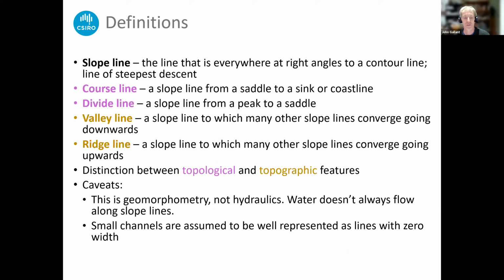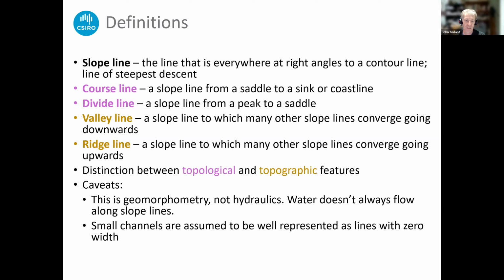So it's useful to have a few definitions about terms to keep things clear. A slope line is just any line that follows the steepest descent at right angles to a contour line. There are some special lines in the landscape. I use the words course lines and divide lines to denote the lines going down from a saddle, the course lines, and up from a saddle to a peak, which are the divide lines. And then there are also valley lines and ridge lines, which seem similar. A valley line is a slope line to which many other slope lines converge going downwards, into a channel. And a ridge line is the same thing going upwards.